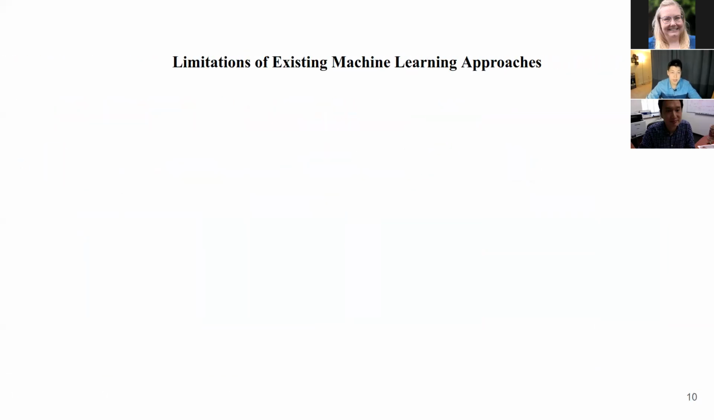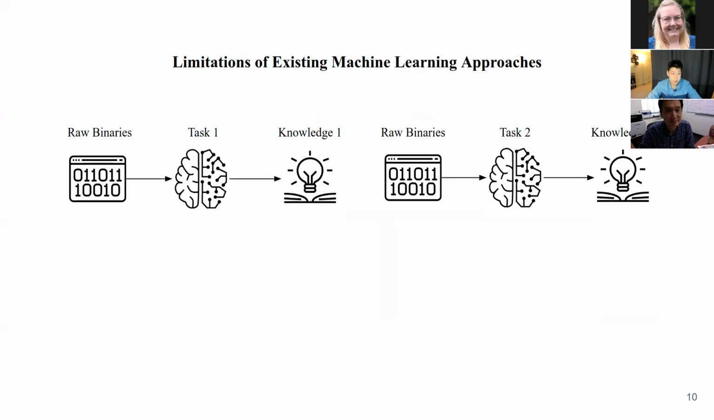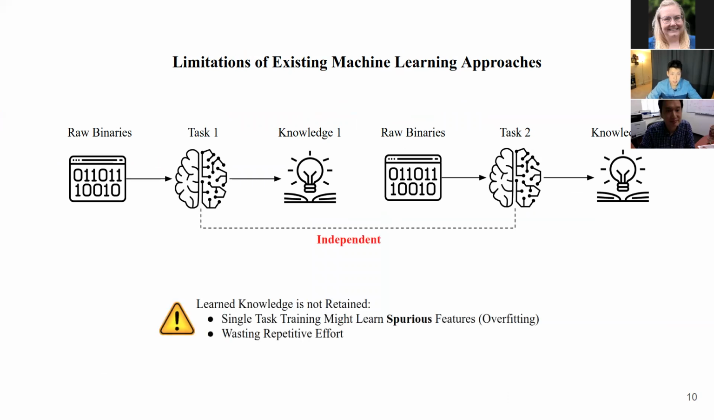However, we observe that existing machine learning-based binary analysis approaches still have many limits. As shown in the figure, the typical modeling practice of machine learning is to treat each binary analysis task as an individual training objective. It designs training algorithms, loss functions, and model architectures that are tailor-made to each task. However, such a setting ignores the common ground, or shared knowledge, between these tasks.